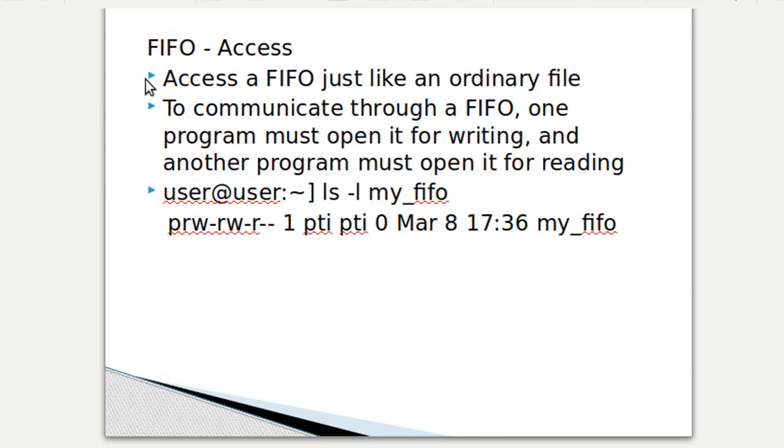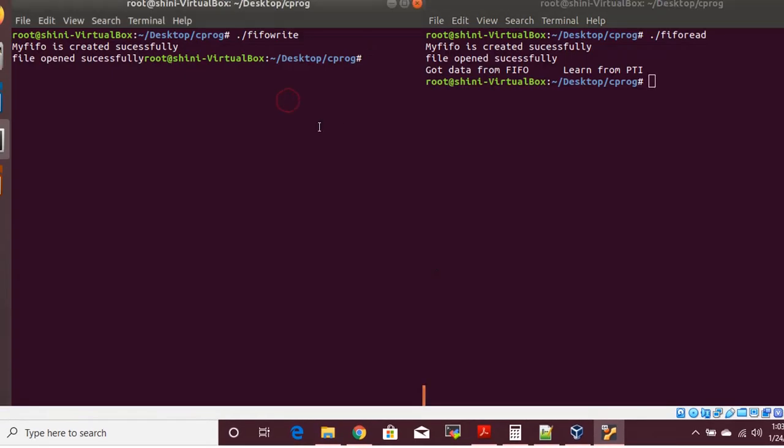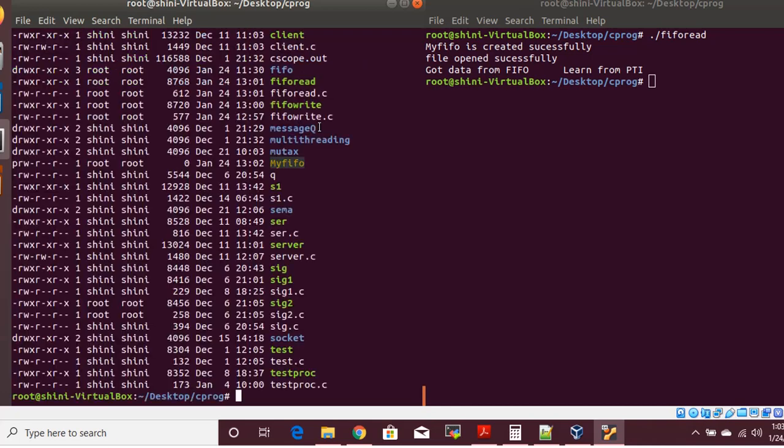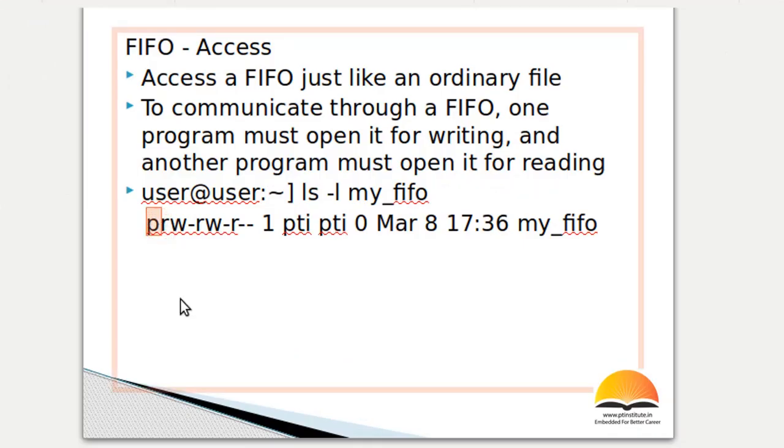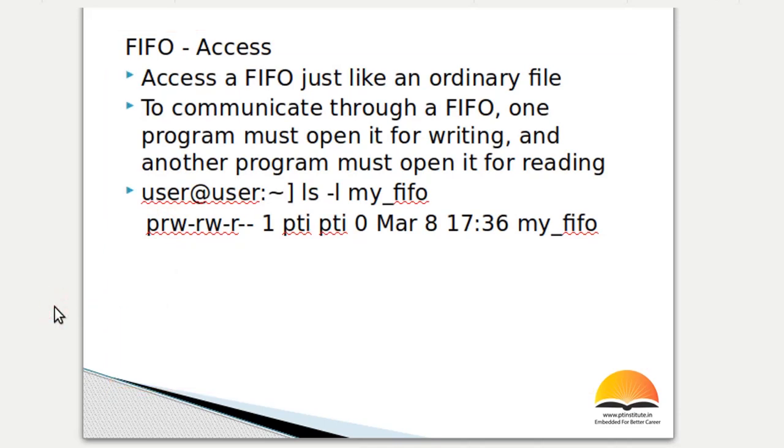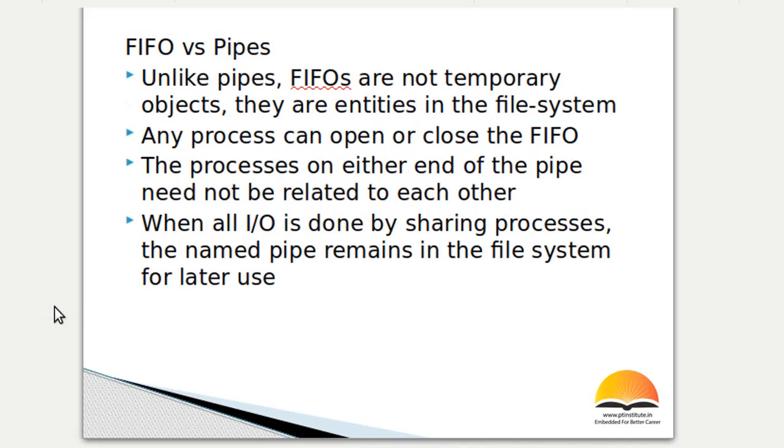Now let's open the FIFO file and check what properties it has. So we can do ls -l, and you can see the myFIFO file. The myFIFO file starts with p. The p basically means pipe, so it's a named pipe, and that's why the first character is p, and the rest is the access permissions.